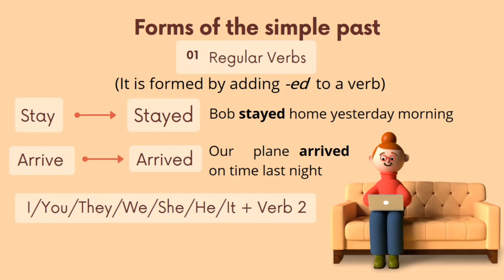Another example, arrive, arrived. Our plane arrived on time last night. There is the time signal last night, so it must use the simple past verb or verb 2. So the form of regular past form is subject plus verb 2. This is the form. Subject plus verb 2.